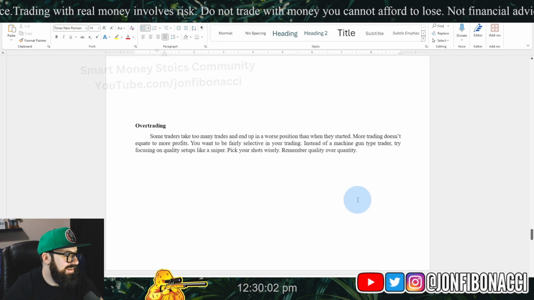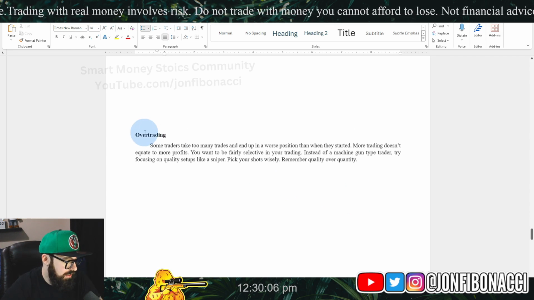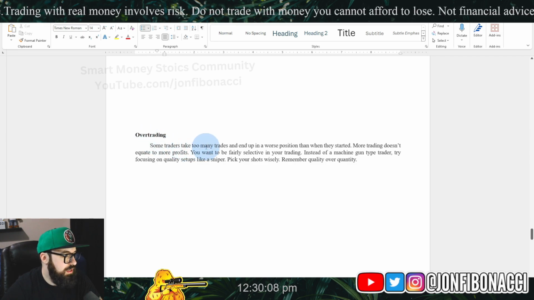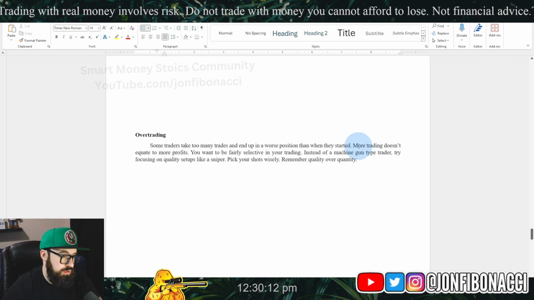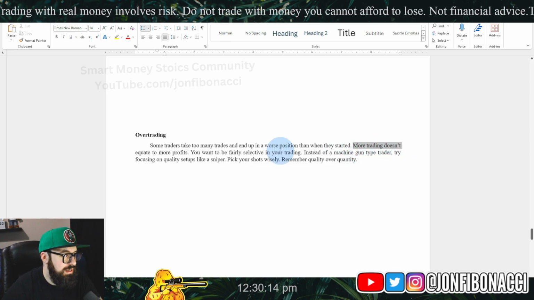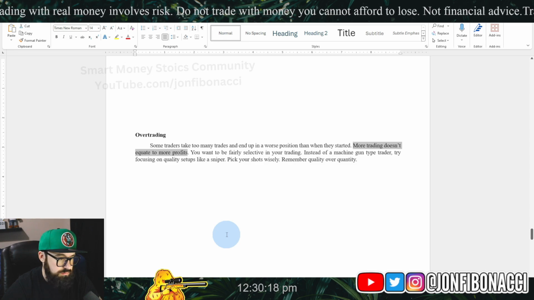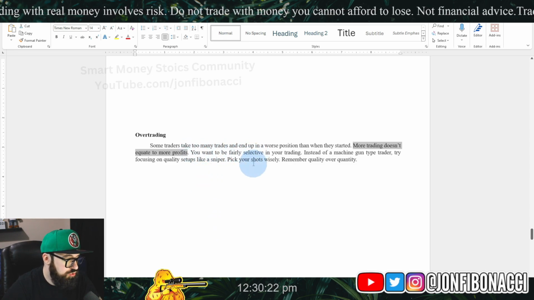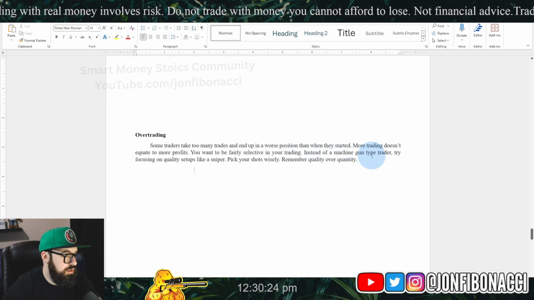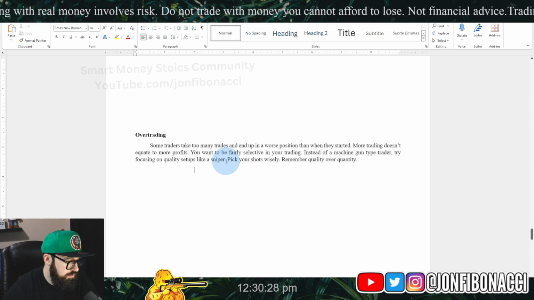All right. Another mistake, over trading. Some traders take too many trades and end up in a worse position than when they started. Here's a big one. More trading doesn't equate to more profits. You want to be fairly selective in your trading. Instead of a machine gun type trader, try focusing on quality setups like a sniper.